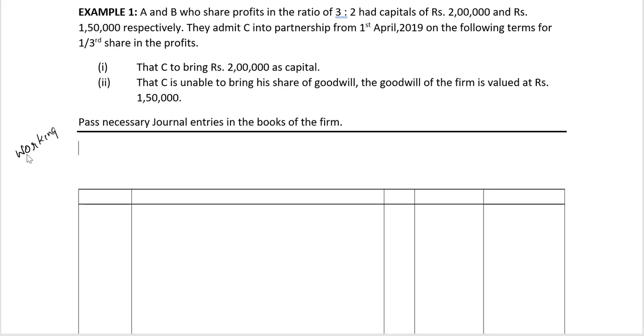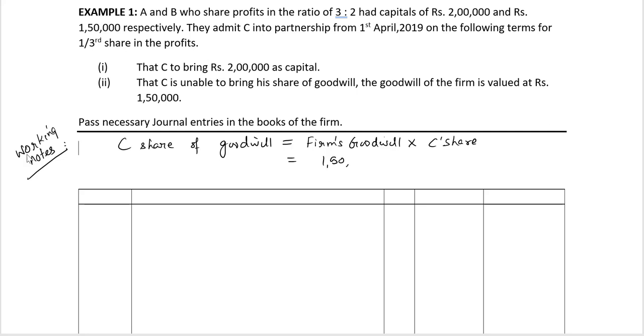Working notes. Let's calculate C's share of goodwill. C's share of goodwill is equal to the firm's goodwill multiplied by C's share. So it's rupees 1,50,000 multiplied by C's share, 1/3, which comes up to rupees 50,000.